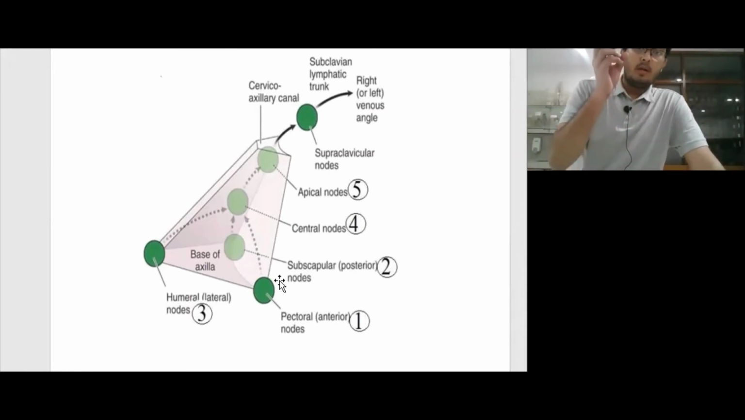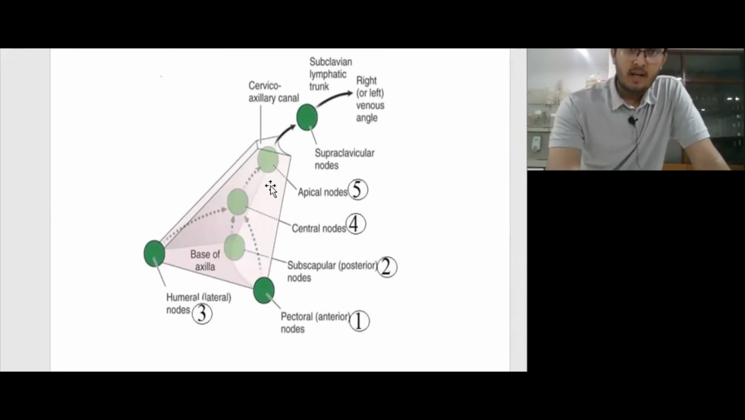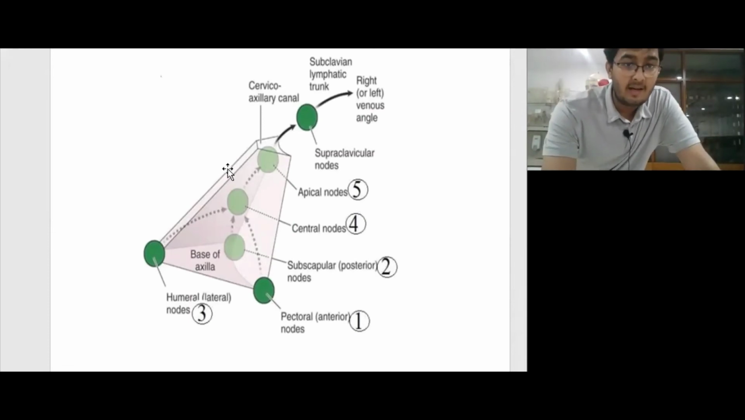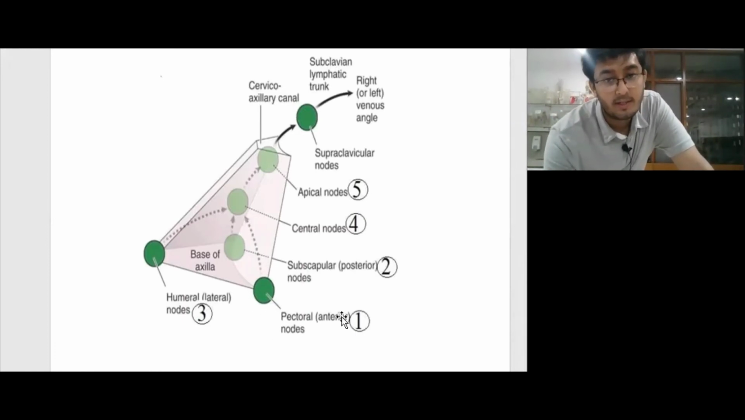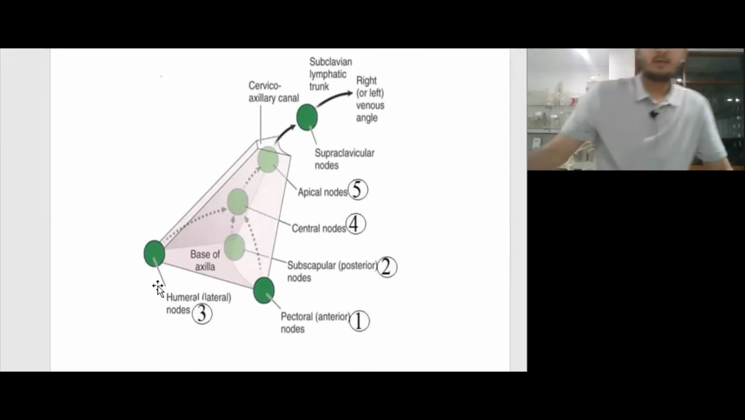So we follow the nomenclature along. The nomenclature is the same as the walls of the axilla. So we had the anterior wall, the posterior wall, the medial and the lateral wall, as well as the base and the apex. So the cluster of lymph nodes which are present on the anterior wall is called the anterior nodes or the pectoral nodes, because the pectoral muscles are present over there. The group of lymph nodes present on the lateral wall is called the humeral lateral nodes, because the humerus forms the lateral wall.